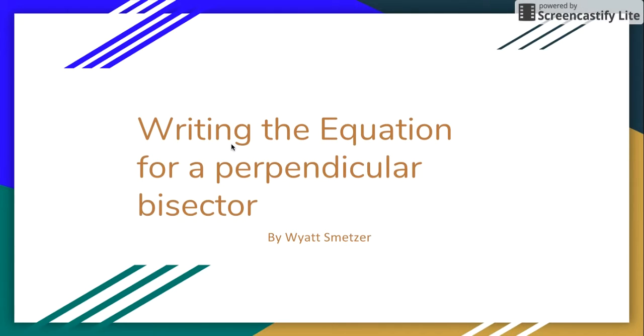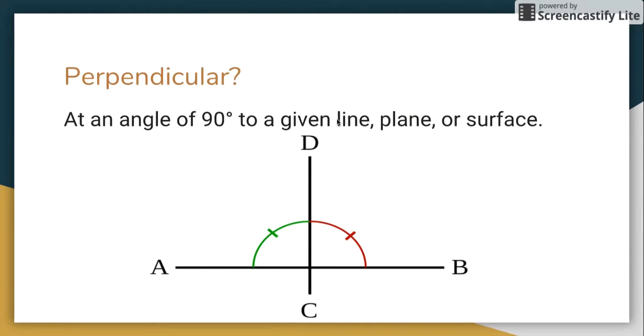And today we're going to learn how to write the equation for a perpendicular bisector. Now you may ask yourself, what is perpendicular? Well, perpendicular is something that has an angle of 90 degrees to a given line, plane, or surface.